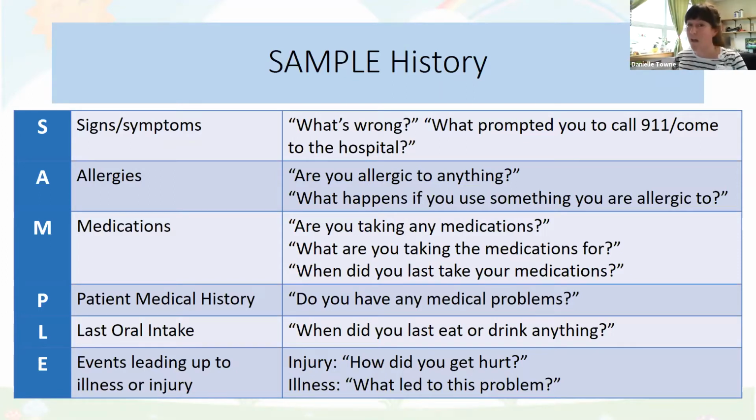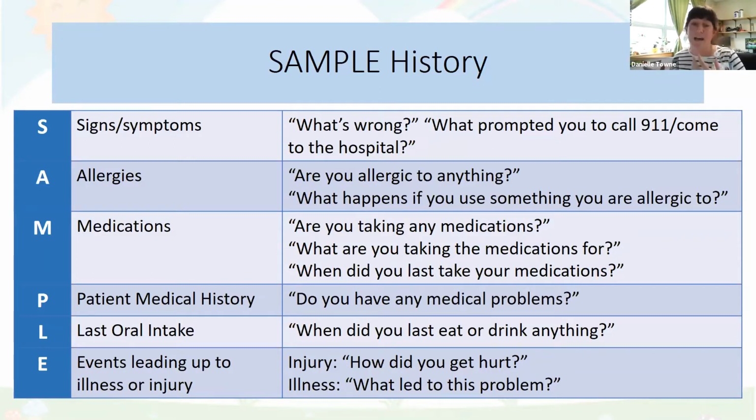This one gets forgotten a lot, especially sometimes with kids. They have a fever, maybe they've been getting some Tylenol, and then it can be easy to forget to ask mom, hey, when was the last time you gave Tylenol? If it was just an hour ago, we don't want to do it again. But if it was 6 hours ago, we could. P is for your past medical history. So do you or does the child have any medical problems? L, last oral intake, when did they eat or drink? And then E is events leading up to the illness or injury. So it's just a really nice way to encompass everything.